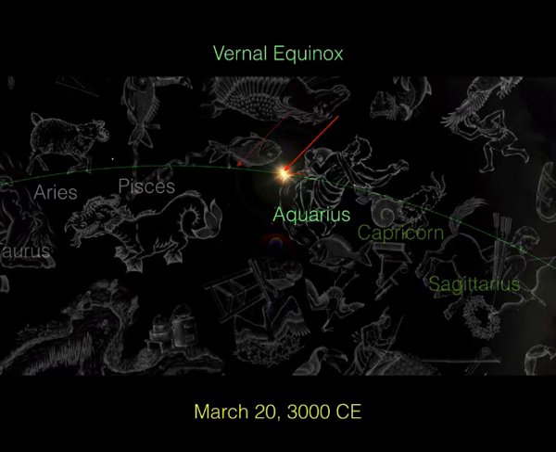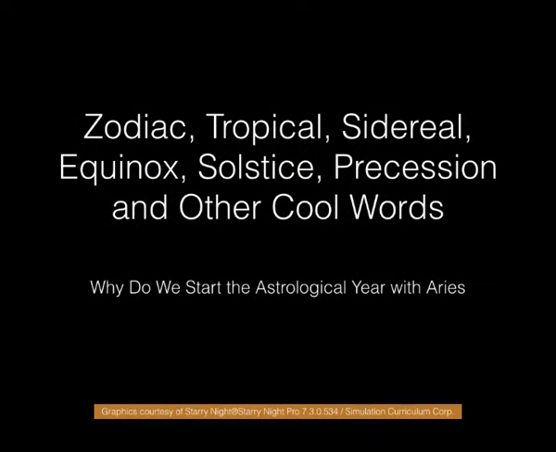So, anyway, that's it. We talked about the zodiac. Did we talk about it? Oh, yeah, we got that. About the equinox, you bet. We talked about that. About the solstice, we talked about that. About precession, I probably totally muffed that one up, but I tried. We talked about the tropical system, the sidereal system, and all these other cool words. And we also discussed why we start the astrological year with Aries.